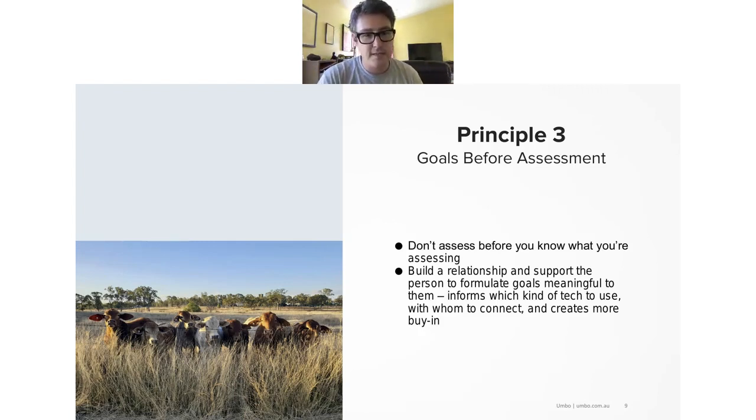Don't start with the assessment, start with the connection. And then once you have the connection, people will be more willing to talk to you about what matters to them, and you can assess that in context.